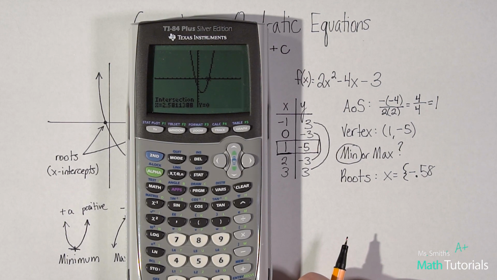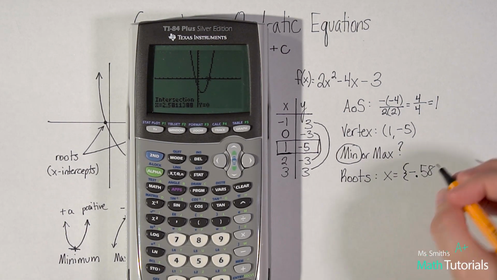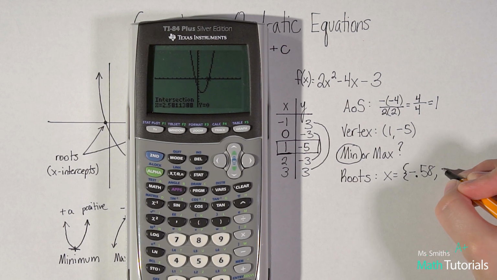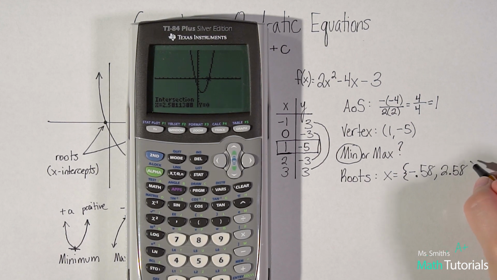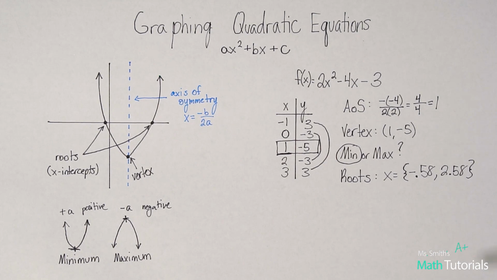Now it tells me the intersection again. It's a long decimal, so I'm going to round to the nearest hundredth. So my other x would be positive 2.58. End brace. Those are the things that you need to be able to find when given a quadratic equation.